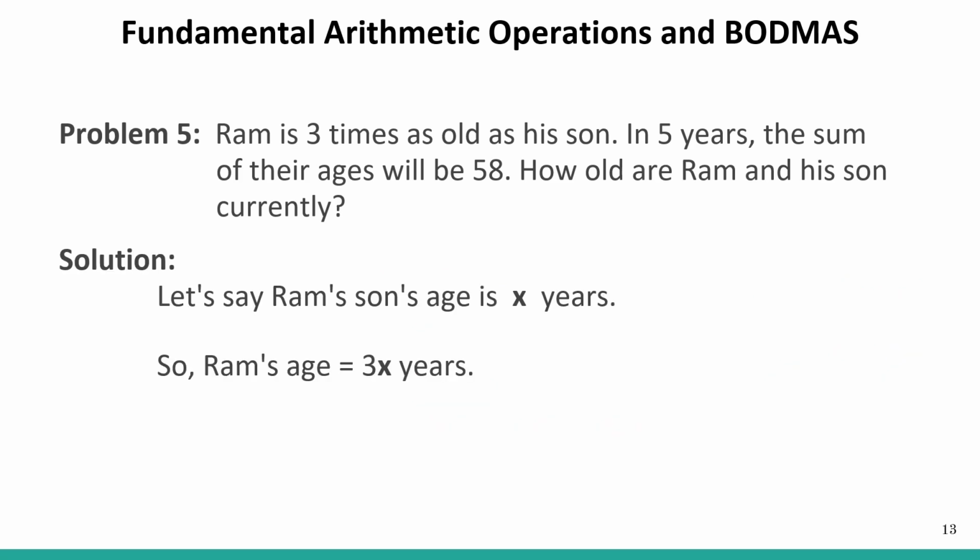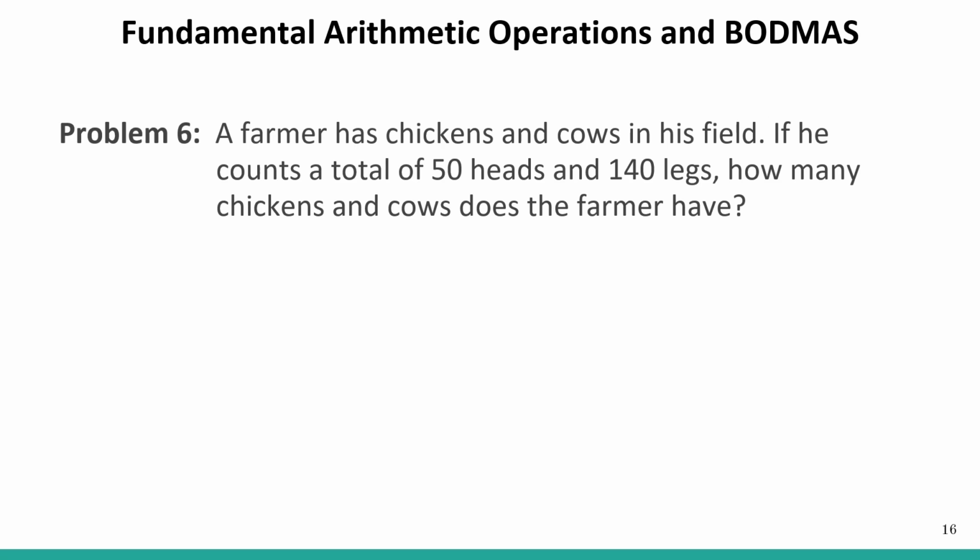The next question will be: a farmer has chickens and cows in his field. If he counts a total of 50 heads and 140 legs, how many chickens and cows does the farmer have? Here is a bit that you need to know: two kinds of entities are there, one a chicken, one a cow. A chicken has one head and two legs.